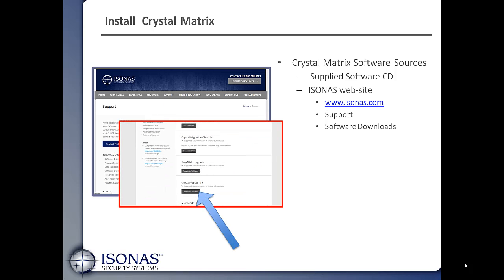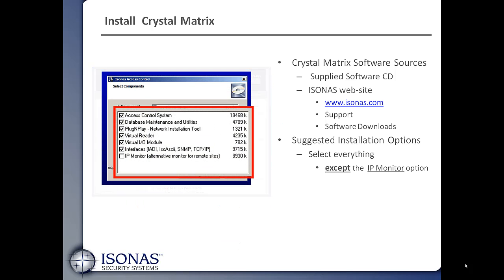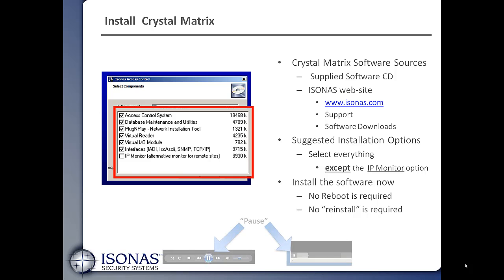The software install follows a standard Windows installation process. When asked to select the components to install, you should select everything except the last option. The IP monitor is a special component that is typically not installed. Since this is a fresh install, any prompts regarding rebooting the machine or reinstall can be ignored. Go ahead and install the software at this time. You may wish to pause this presentation during the installation.